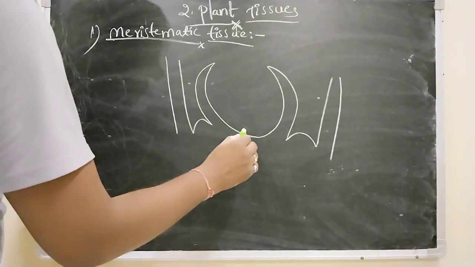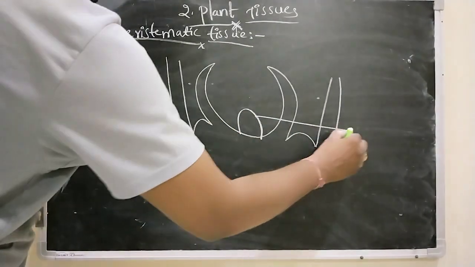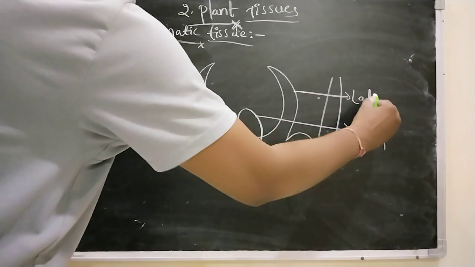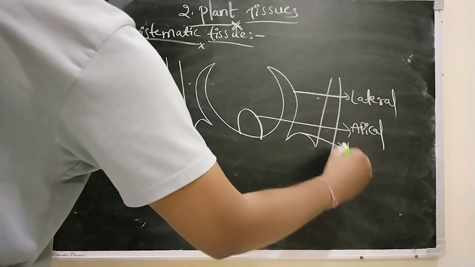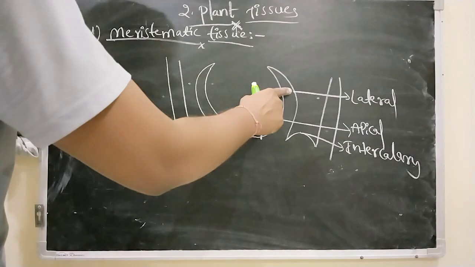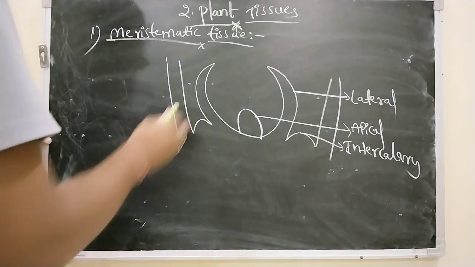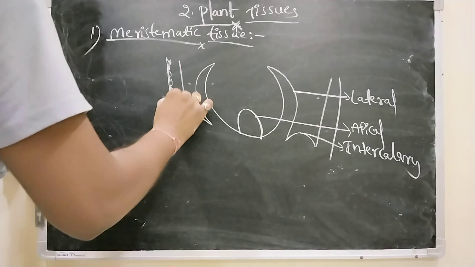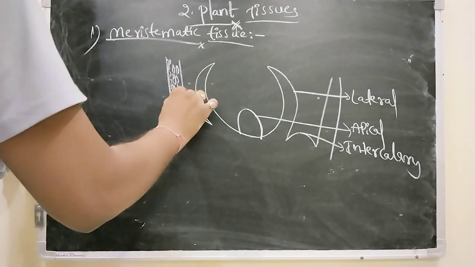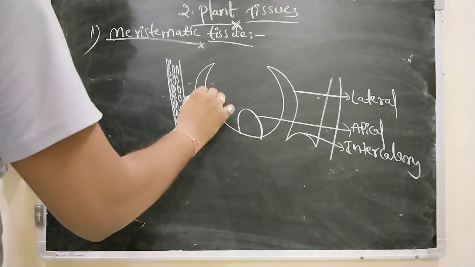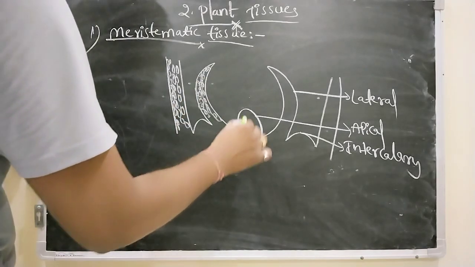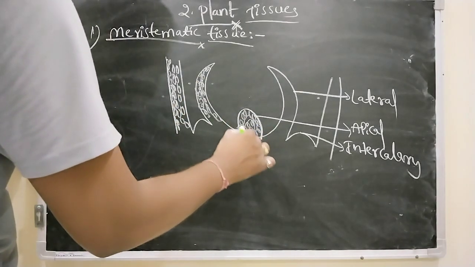Okay, so the first tissue is meristematic tissue. This is called apical meristematic tissue, this is called lateral meristematic tissue, and this is the intercalary meristematic tissue. There are numerous cells in meristematic tissue, without any intercellular spaces, which are compactly arranged.